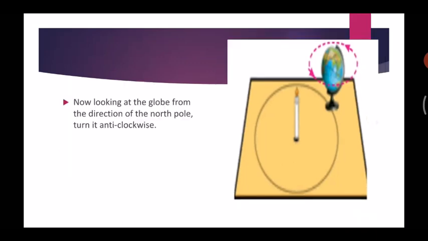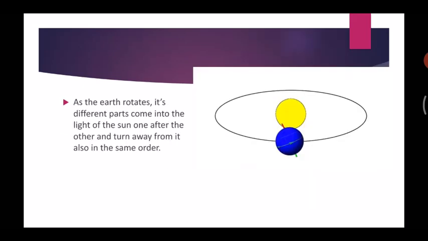Now looking at the globe from the direction of the North Pole, turn it anti-clockwise. Now what do you mean by anti-clockwise? It means that we have to move the globe against the direction of our clock, not how the clock moves. Against means opposite. That means opposite in direction of our clock. This is how the earth rotates. That is, it rotates from the west to the east. We'll move to the next slide.